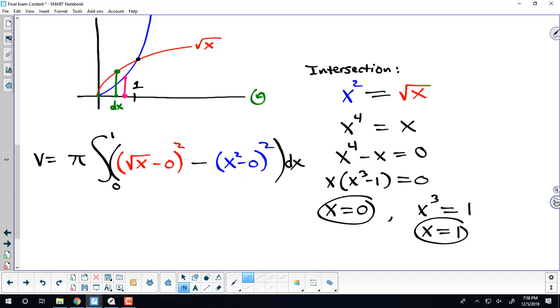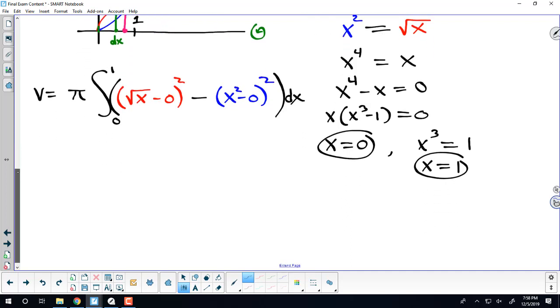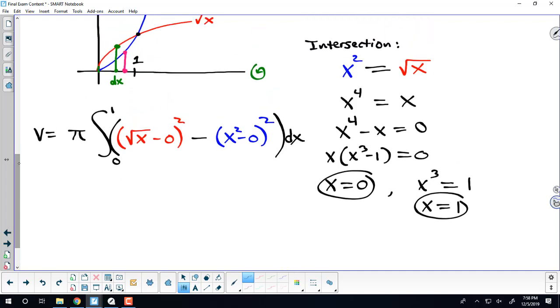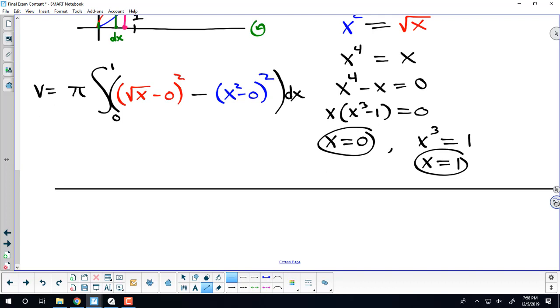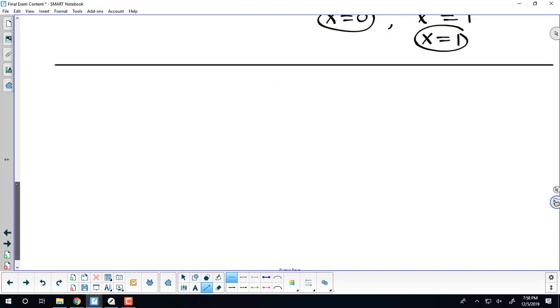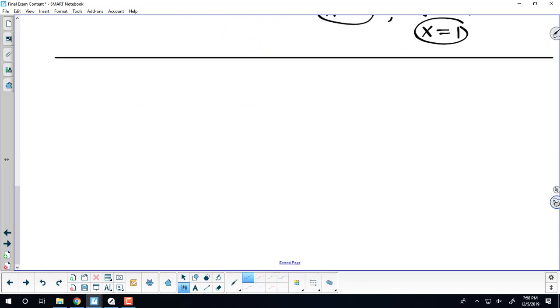So yeah, with that, is everyone okay with that? So what if we said let's look at that very same region, but revolve it around a different axis. So like R revolved about, let's say, y equals -3.